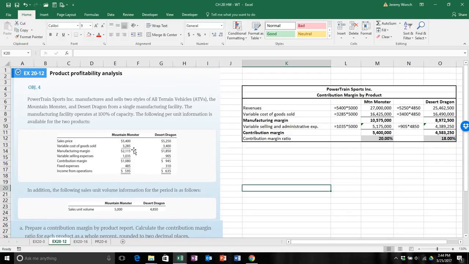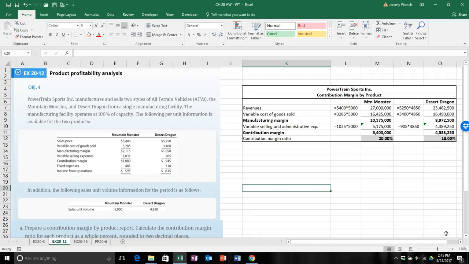So now, if we're just purely looking at the income statement for each product, the Monster has income from operations at $595, and then the Dragon at $635. So at a glance, it looks like the Desert Dragon is the more profitable one. And if you're going to tell management, hey, push one product or the other, just by glancing at that, it looks like we tell them to push the Dragon.